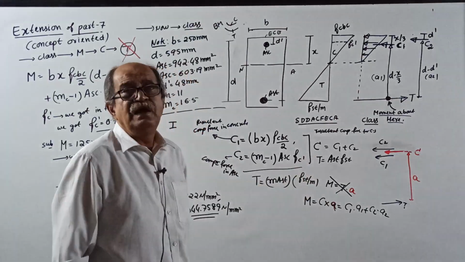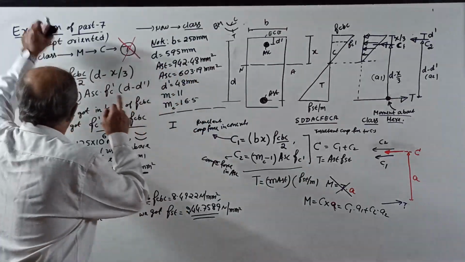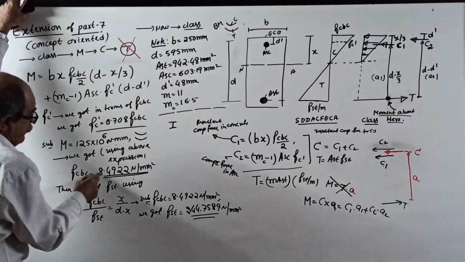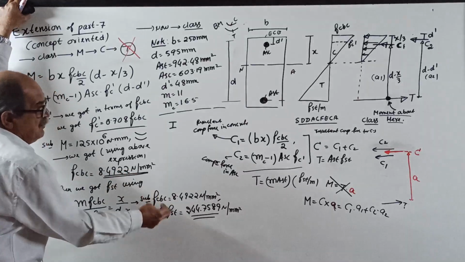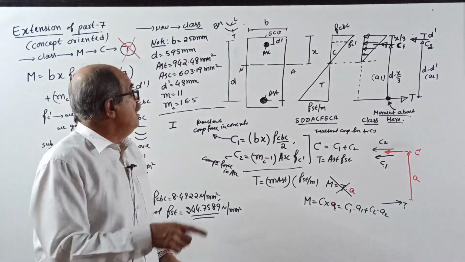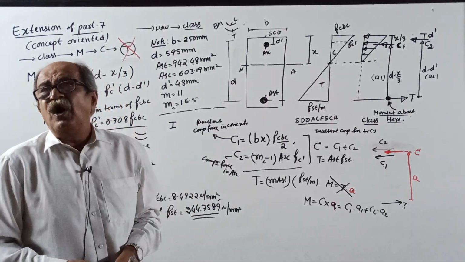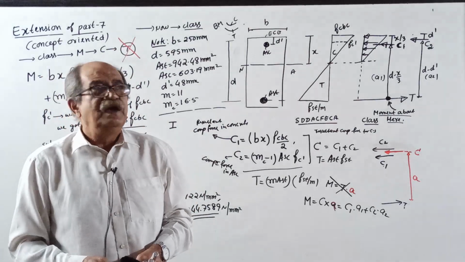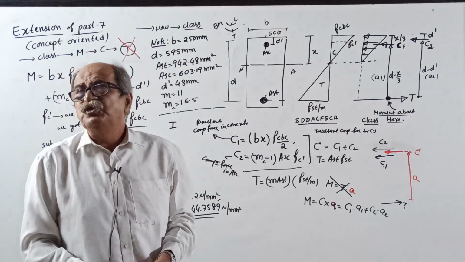Now I will do one thing. Already using this equation, we got FCBC, FSD, all we got last time. Last class, we solved it this way. Now I will show you why people are wrong. There is no impossible. If you know the concept, you can solve it any way.